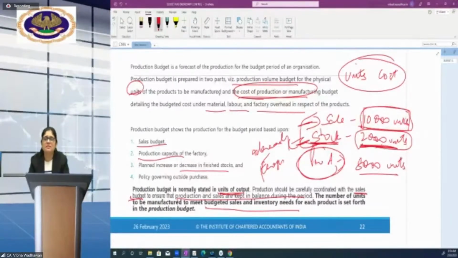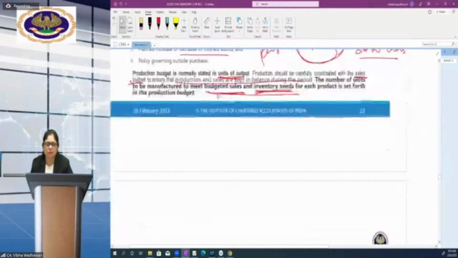The production budget tells us the fresh production we have to make, keeping in view how much stock I already have. So I already have 2000 units in inventory. So I should make the budget for the next 8000 units. That is the shortfall. All right. I cannot make the production budget for 10,000 units because I already have the inventory for 2000. So in the production budget, two things are important: budgeted sales and inventory needs also. So we take care of the stock also, which we have. Clear? So that is the whole scenario of the production budget.